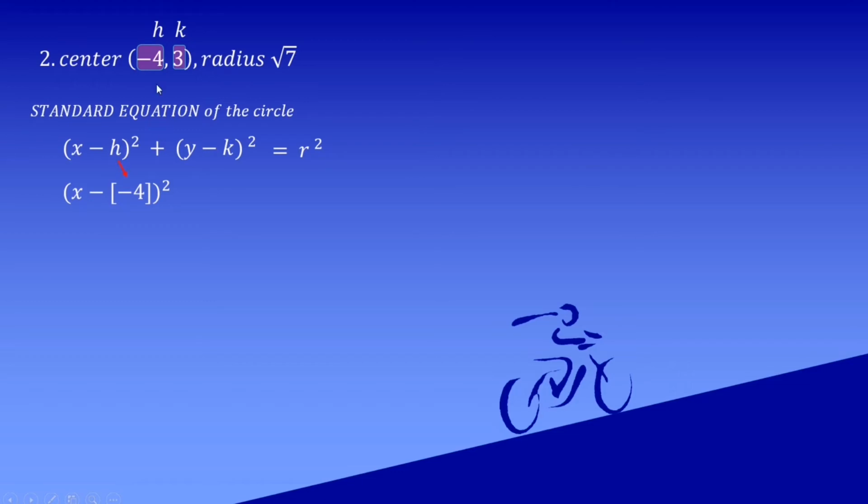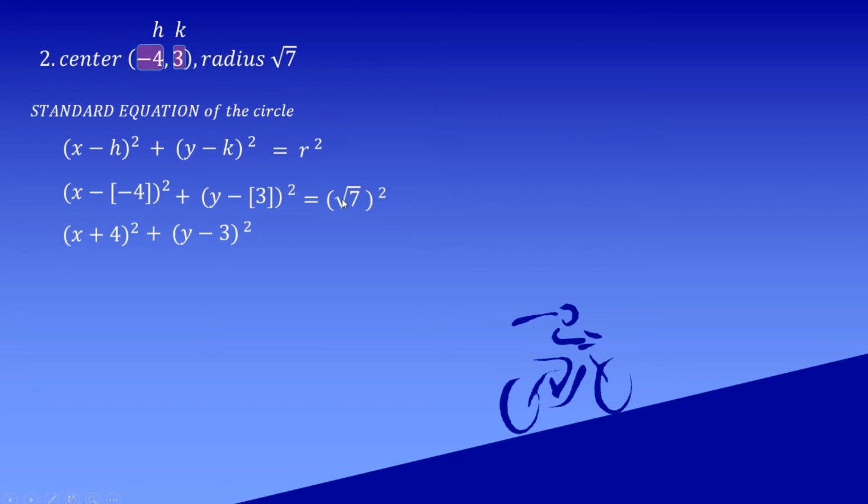So h natin, x minus a quantity, bracket of negative 4. Then y minus k, k is 3. Then we have the radius is square root of 7. Then copy 2. Then let's simplify negative times negative. That would be x plus 4 squared plus y minus 3 squared.